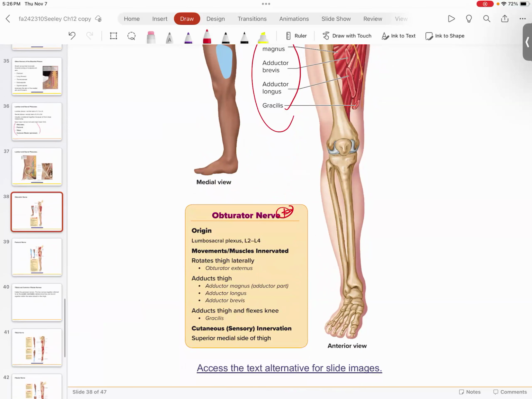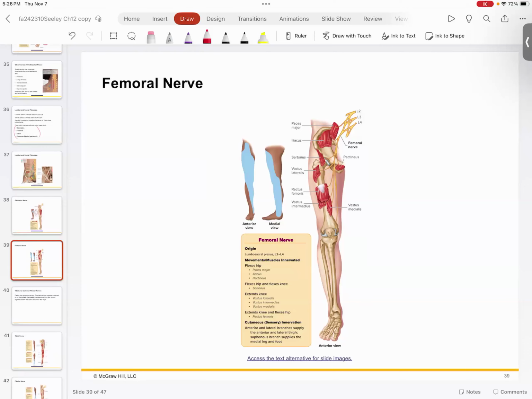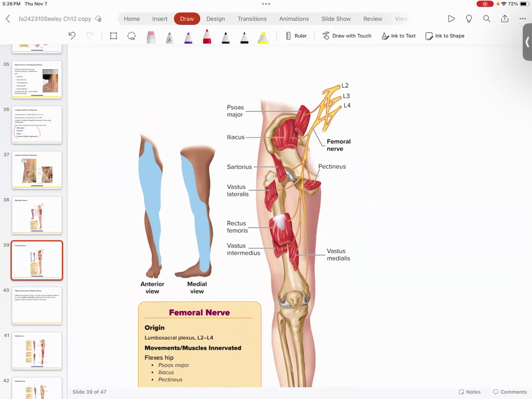Now, the femoral is basically a merger of a combination of L2, L3, and L4. Here's the L2 piece that comes in, the L3 piece that comes in, and finally the L4 that comes in and merges, and that gives rise to the femoral nerve, which is also moving into the medial side of the thigh. But in this case, it's going after the quad group, right?